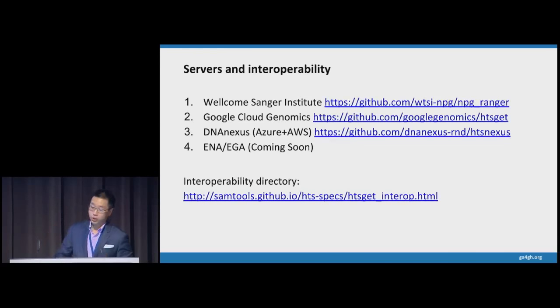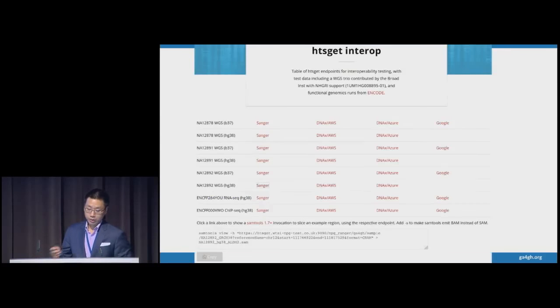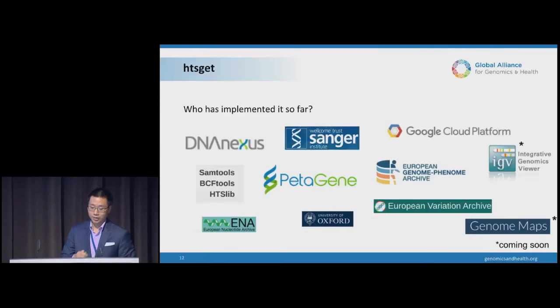There's a number of server implementations, and we have a little interoperability matrix on the SAMtools htsspecs repo, where across different server implementations, you can click on an entry in this matrix and get the SAMtools command line as an example of how to fetch that data from each of those servers.